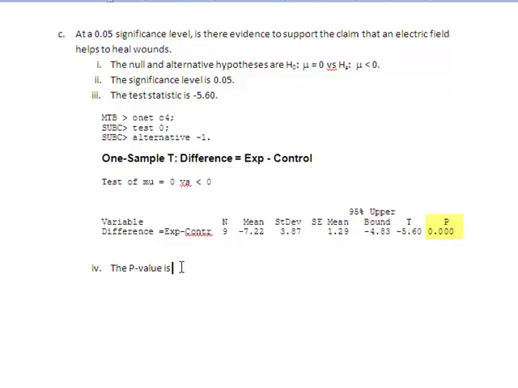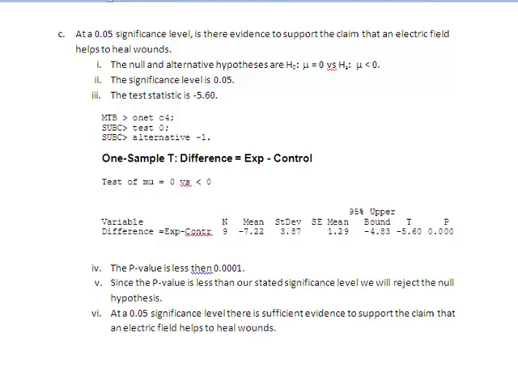And look at the p-value. The p-value is less than 0.0001. That's how we would state it when we get a p-value like that in MINITAB. So now we're ready to determine whether we're going to reject or not reject, and state it in terms of the problem. I'm just going to write those in, and you can look at those. Since the p-value is less than our stated significance level, we would reject the null hypothesis. Then our conclusion, stated in terms of the problem, is at a 0.05 significance level, there is sufficient evidence to support the claim that an electric field helps to heal wounds.